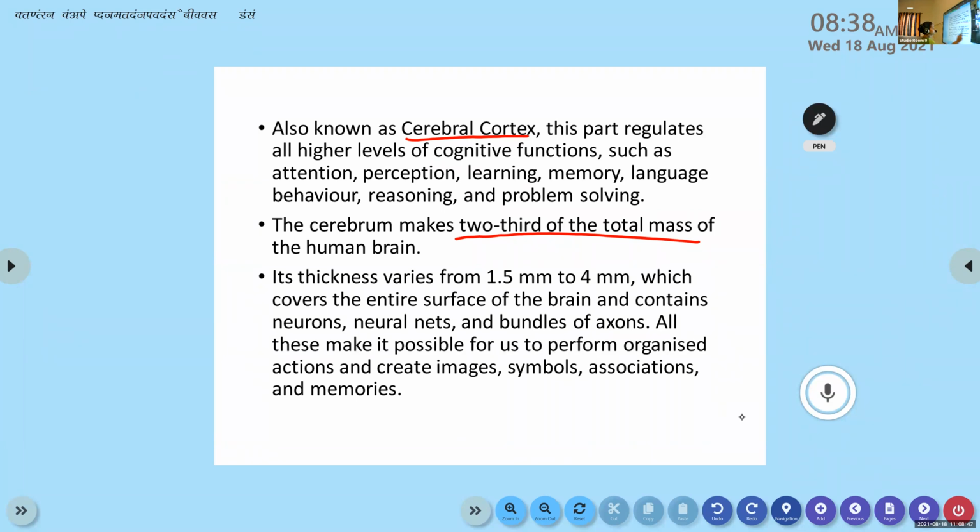So this part regulates all higher levels of cognitive functions. You just don't write cognitive functions. You have to mention all higher levels of cognitive functions. The main thought processes, all the cognitive functions, the higher order thinking skills, everything is dealt with by the cerebral cortex. Then its thickness varies from 1.5 mm to 4 mm, which we already saw in the last class.